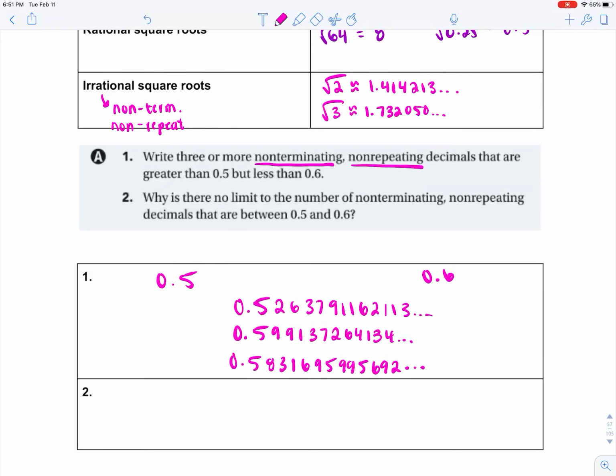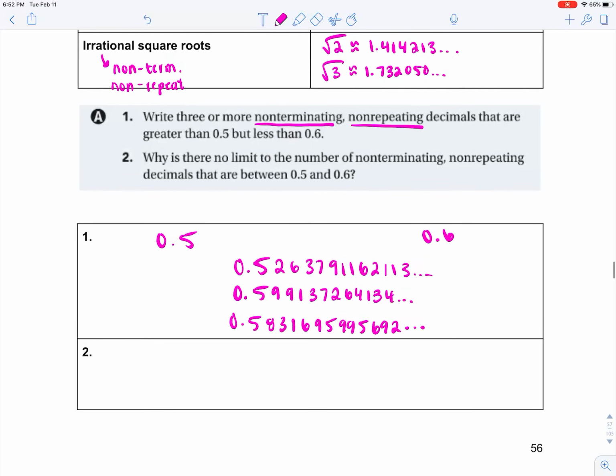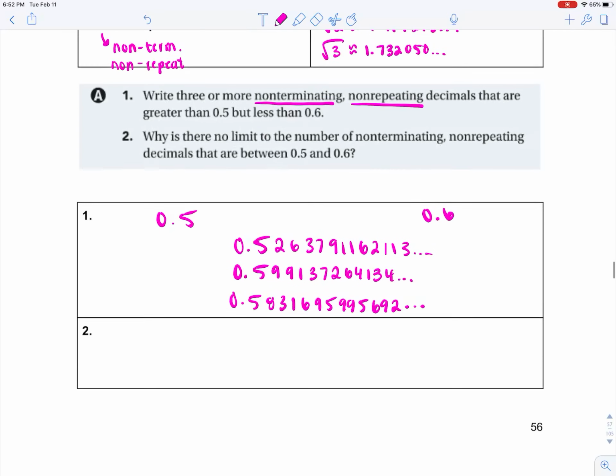Now, question number 2 is asking us, why is there no limit to the number of non-terminating and non-repeating decimals that are between 0.5 and 0.6? Try to answer this one on your own. Really think about it, and I hope you come up with what I'm thinking as well. So, why is there no limit to the number of these decimals between 0.5 and 0.6?